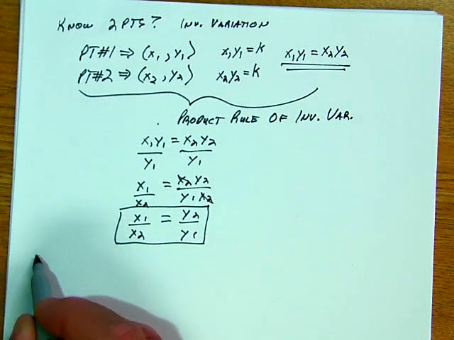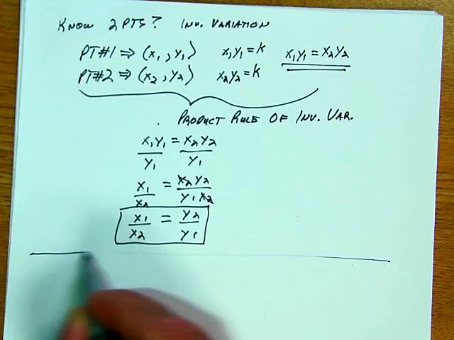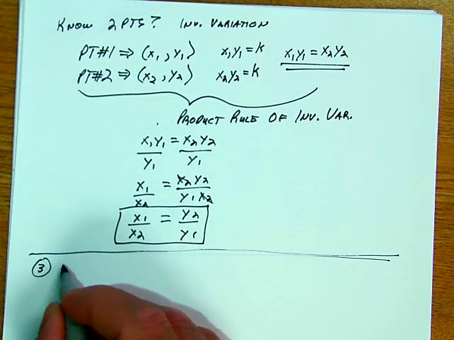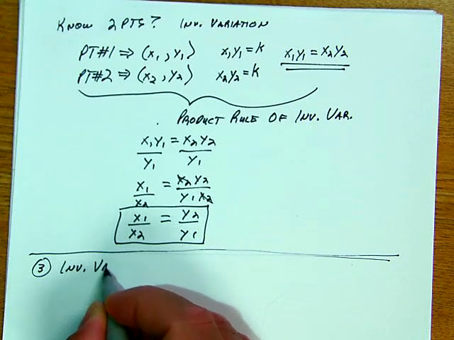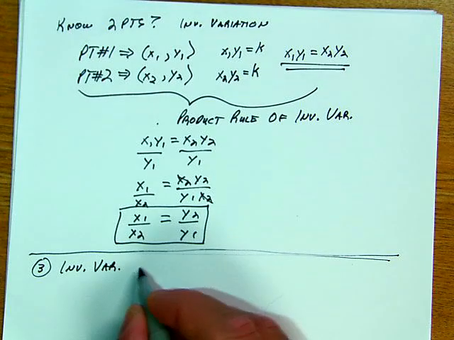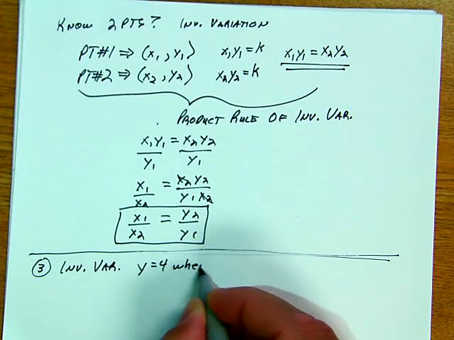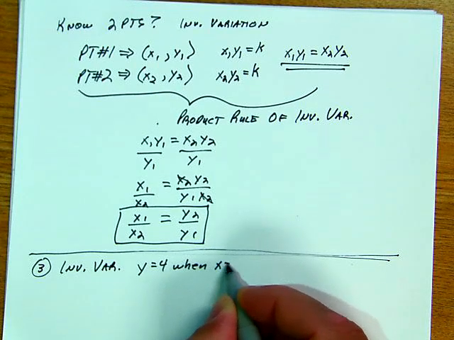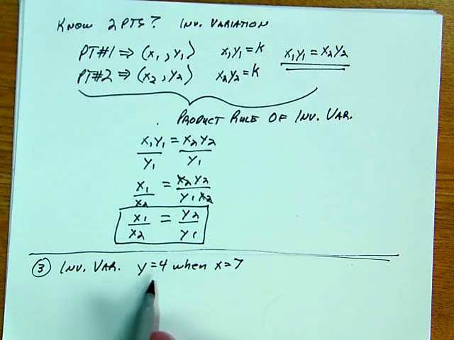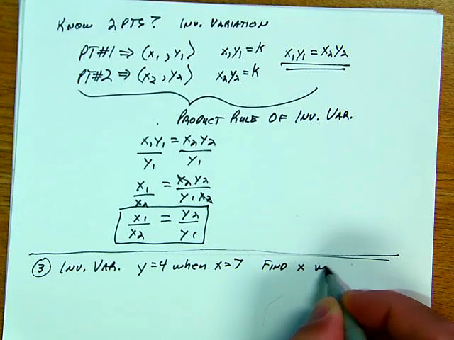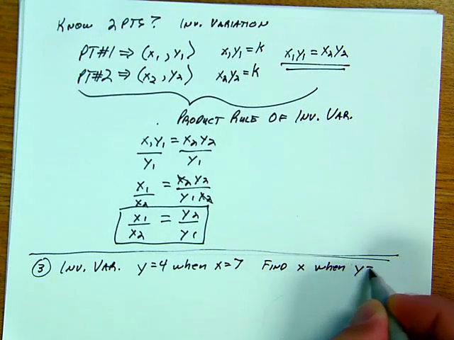Okay, so now let's use that in an example here, example 3 in your book. They're saying we know we have an inverse variation, and y is equal to 4 when x is equal to 7. So we now know that one of the points that satisfy this is 7, 4. Okay? They're asking us, find x when y is equal to 14.